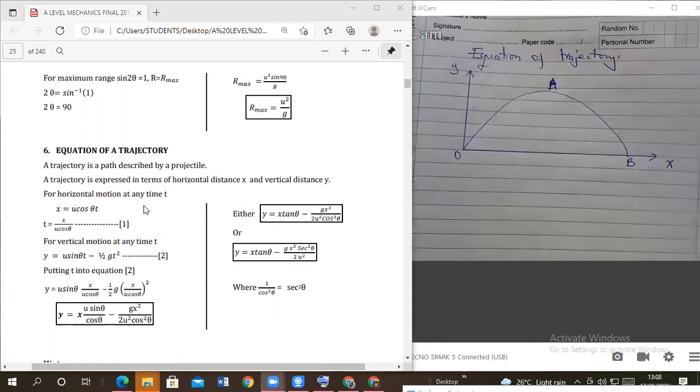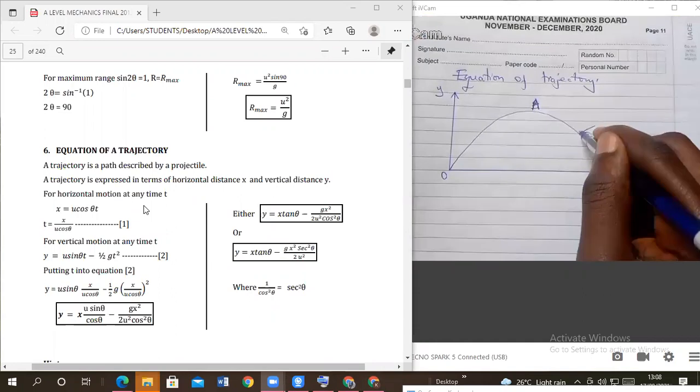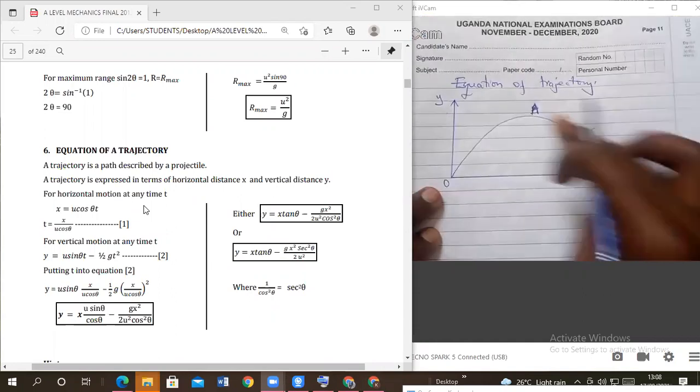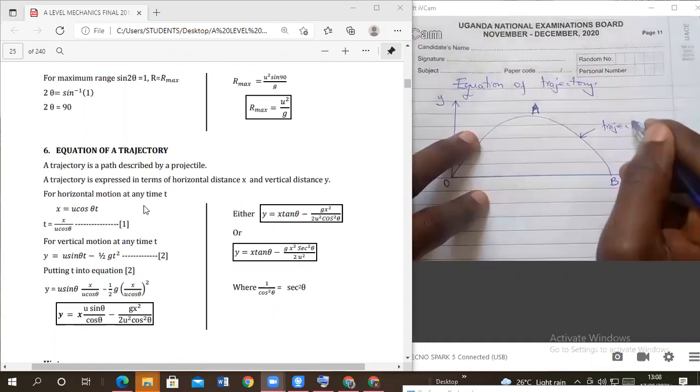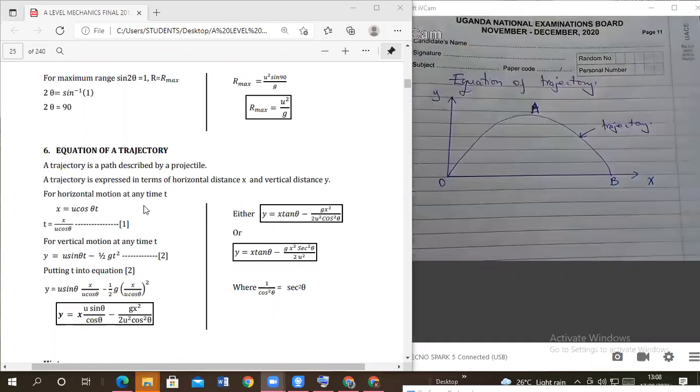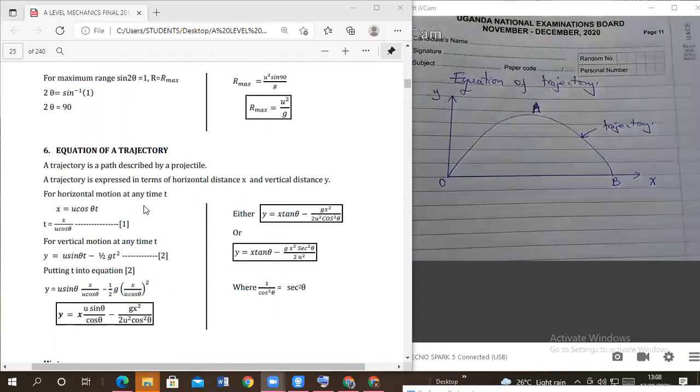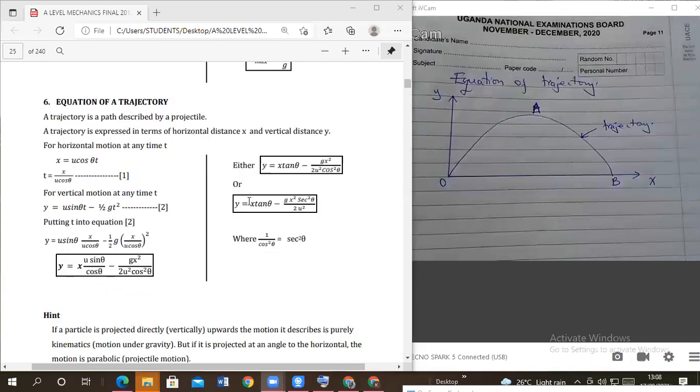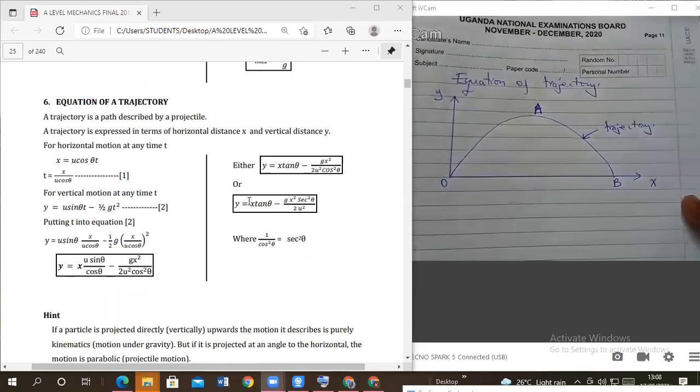Now, the path followed by a projectile is what we call trajectory. So a trajectory is the path described by a projectile body. When we talk of the equation of trajectory, we are going to combine x and y components.